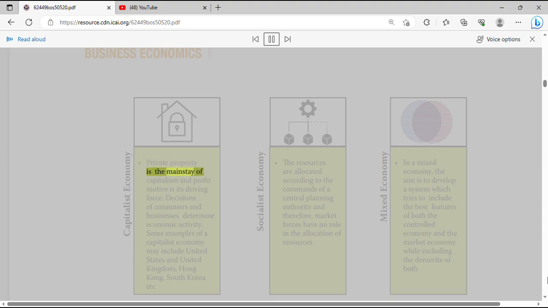Private property is the mainstay of capitalism and profit motive is its driving force. Decisions of consumers and businesses determine economic activity. Some examples of a capitalist economy may include the United States, United Kingdom, Hong Kong, South Korea, etc. In a socialist economy, the resources are allocated according to the commands of a central planning authority and therefore, market forces have no role in the allocation of resources.